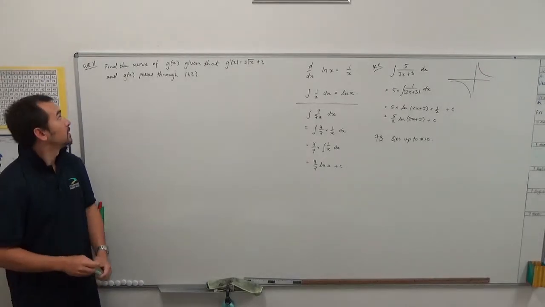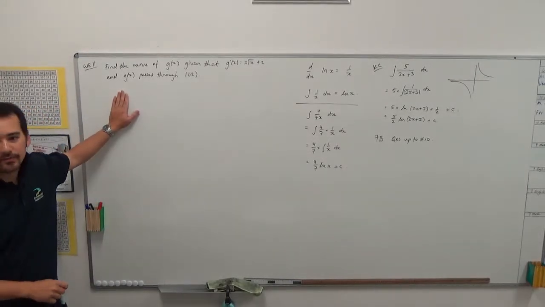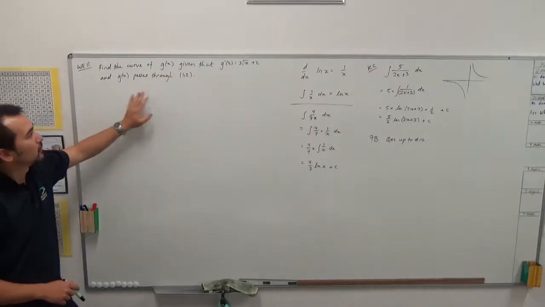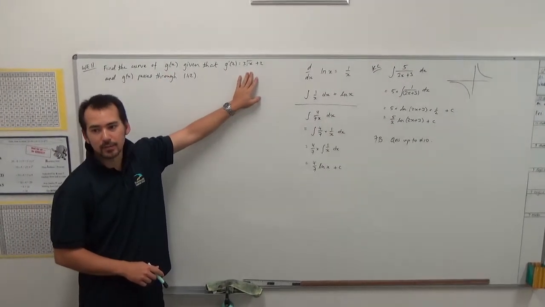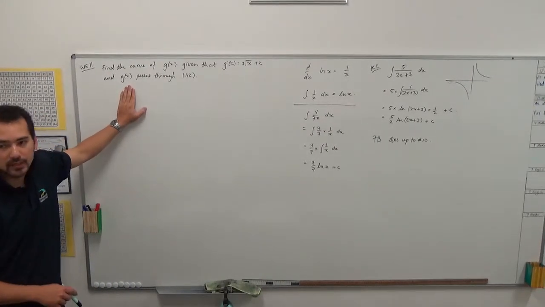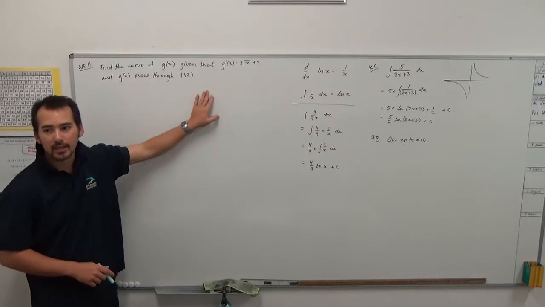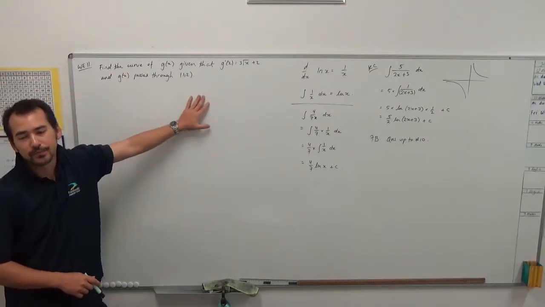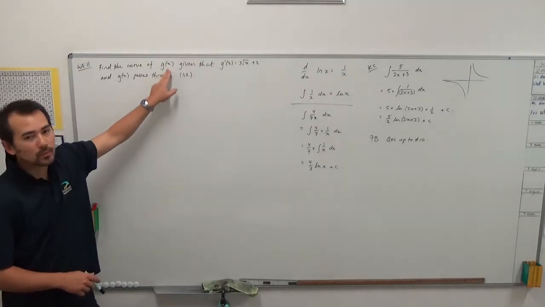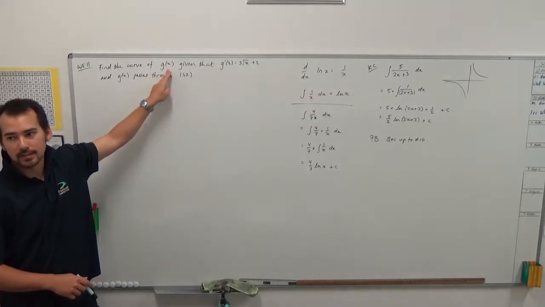Let's go through worked example 11, which says we're going to find the curve of g of x given that the derivative function is 3 times root x plus 2. And g of x, which is the original function, passes through the coordinate (1, 2). Okay, so they've given us enough information now to work out what g of x is.